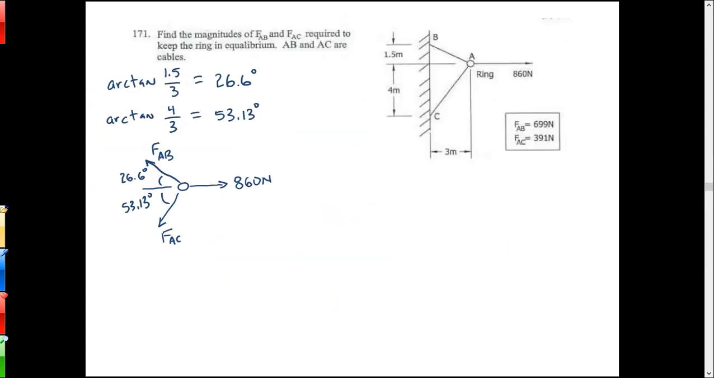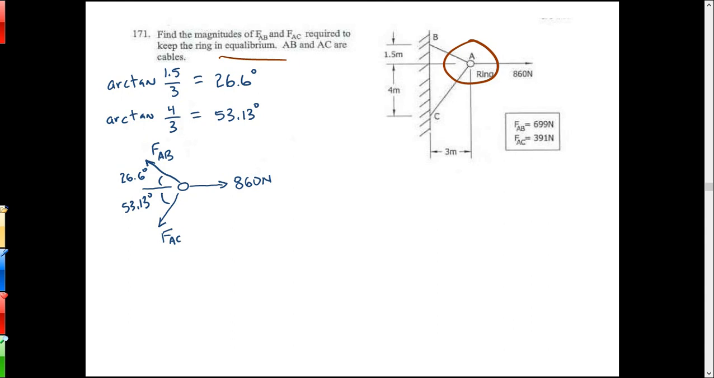Then we've got a couple of equilibrium problems. On this one, 171, I'll maybe run through this and give you some hints on the one following. Are there any questions on any of this so far? Okay. So for 171, what we want is a free body diagram that involves all those cable forces, because what you want to find are the magnitudes of the cable forces to keep the ring in equilibrium.